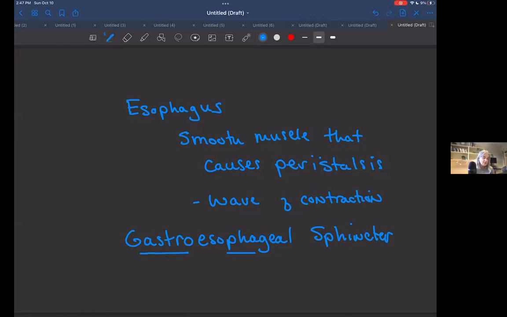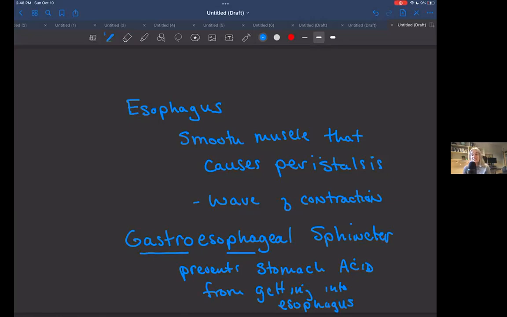And so this gastroesophageal sphincter prevents stomach acid from getting into the esophagus. And we maybe have all experienced when it does, and it is very painful. The reason for that is that our esophagus is not designed to handle the stomach acid. So it actually damages the esophagus. And if left unchecked and you have chronic heartburn, it can actually lead to esophageal cancer.